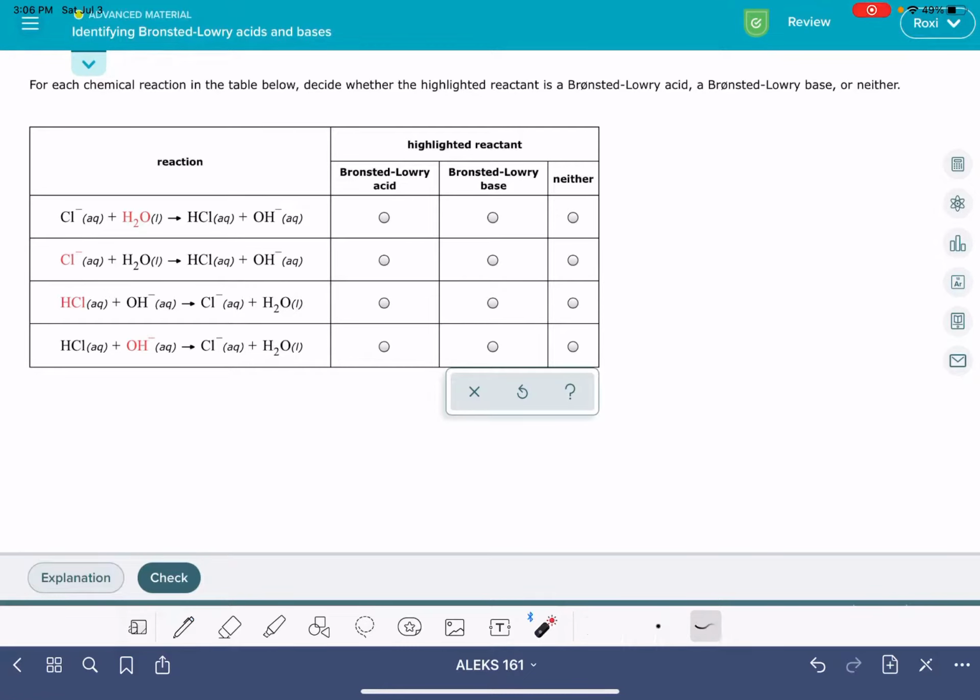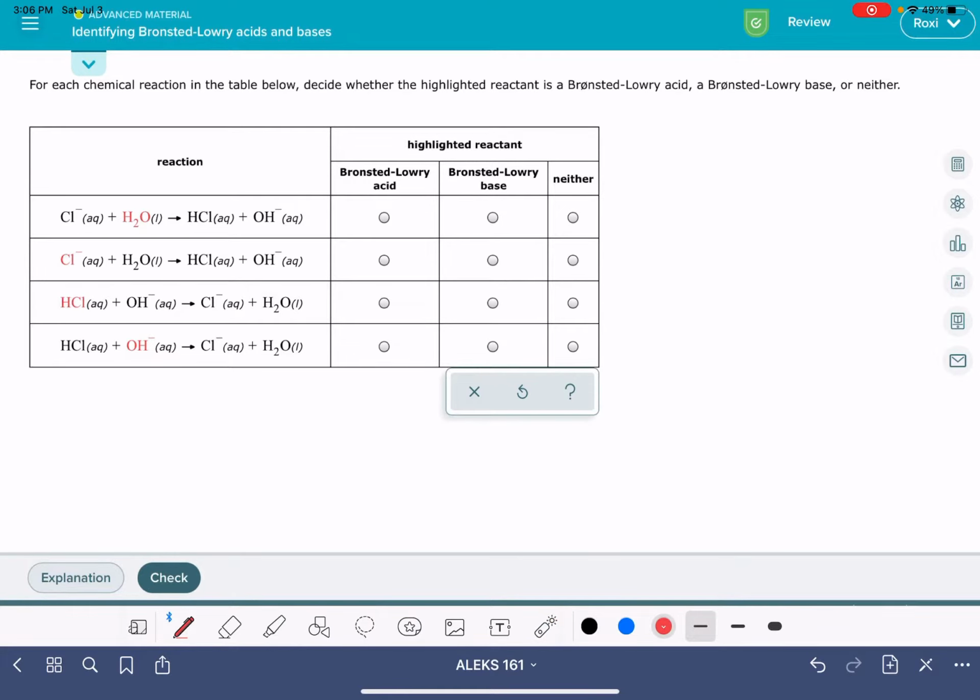In this video, I'll show you how to solve the ALEKS problem called identifying Brønsted-Lowry acids and bases. This problem is going to give you a chemical reaction and one of the molecules is going to be highlighted in red, and you have to decide if that molecule is an acid or a base using the Brønsted-Lowry definitions. It's also possible that it might not be either an acid or a base.